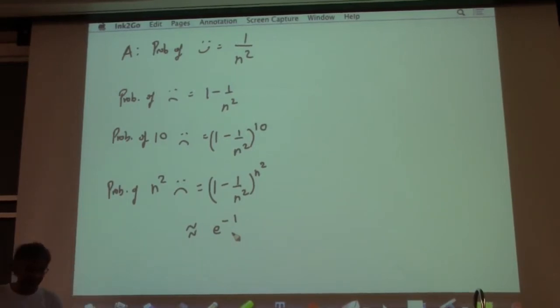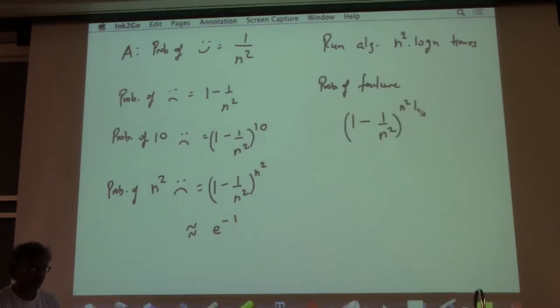Well, then here's a simple trick now. Suppose I run the algorithm some n squared times log n times. Now the probability of failure is going to be 1 minus 1 over n squared to the n squared log n, which is equal to e to the minus log n, which is equal to 1 over n. I brought my failure probability down from almost 1 to almost 0 by adding an extra log factor.